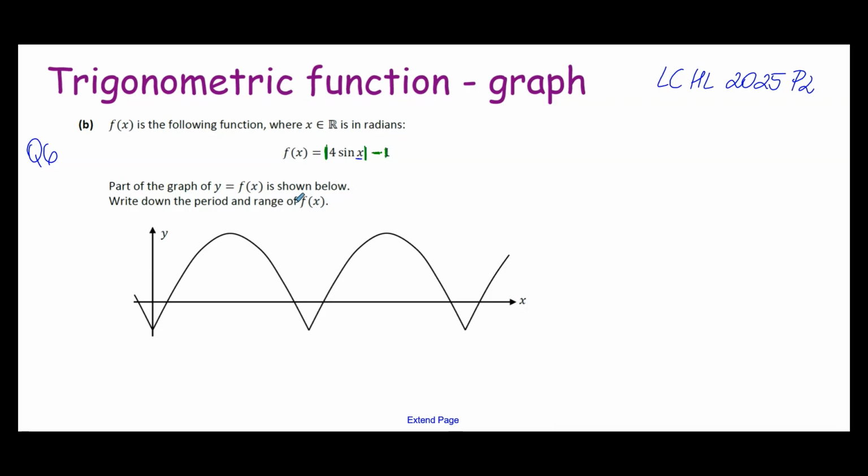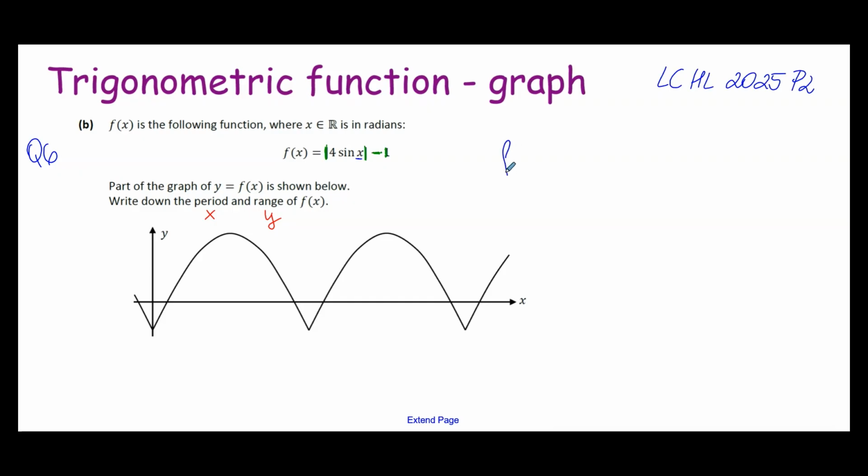Okay, part of the graph is shown below, and we have to write down the period and the range. Period has to do with the x values, and the range has to do with the y values. First of all, this is not the typical sine function that we have seen before. So how do we determine the values of x and the values of y?